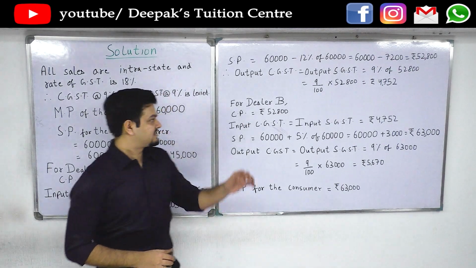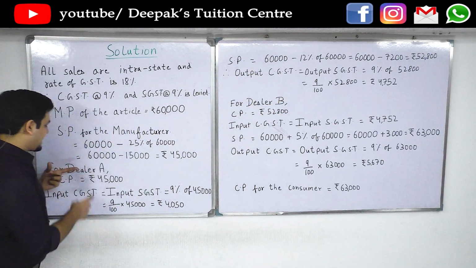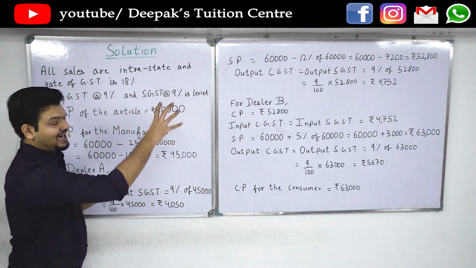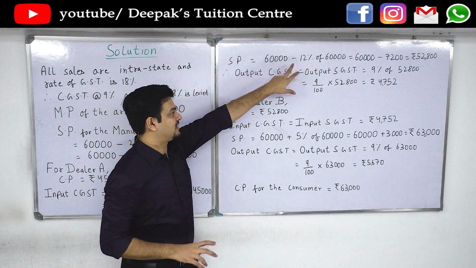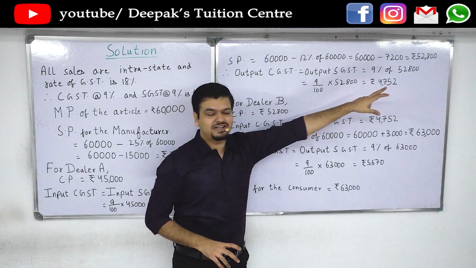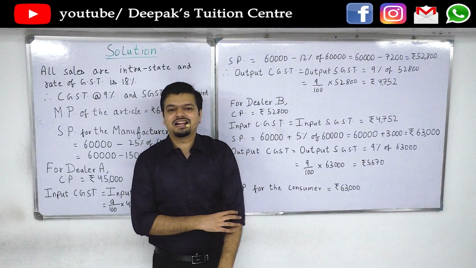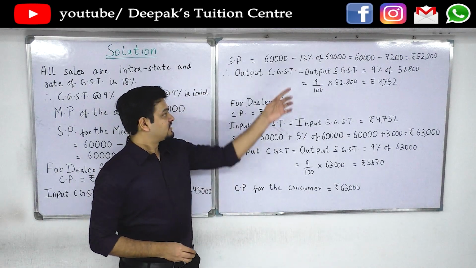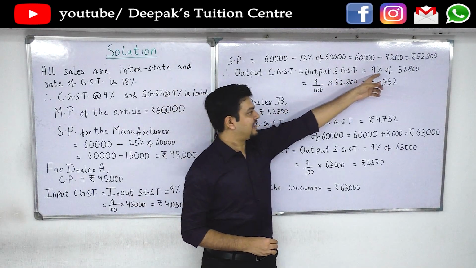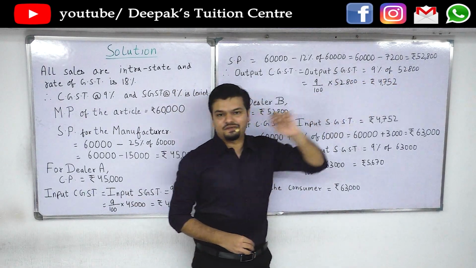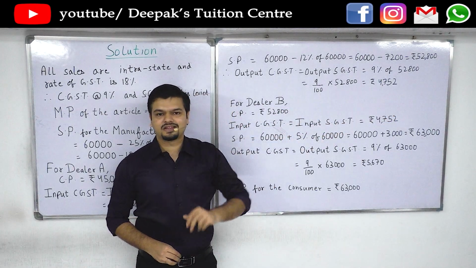So no problem there. So now dealer A sells the same article to dealer B by giving a 12% discount on the marked price. So everything we are discussing is for dealer A. For dealer A, selling price is 60,000 minus 12% of 60,000. That would be 60,000 minus 7,200. That is 52,800 rupees. So output CGST will be equal to output SGST will be equal to 9% of 52,800.